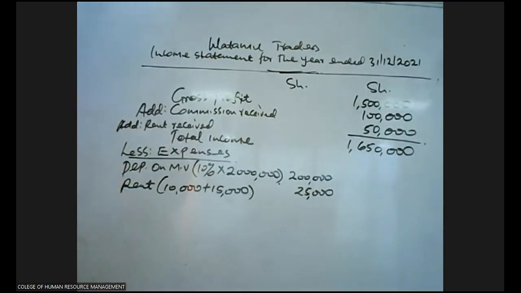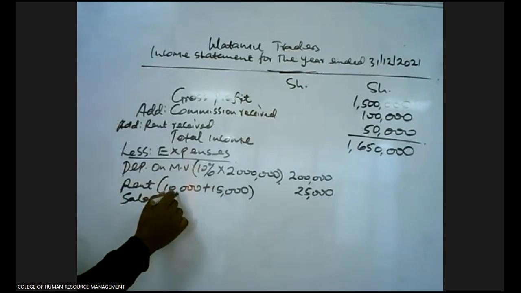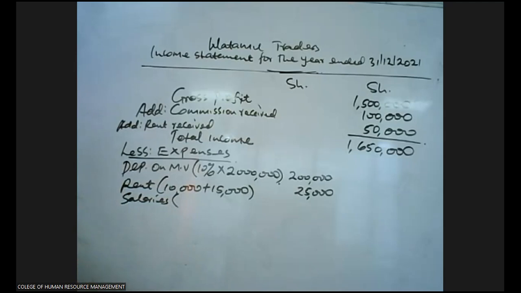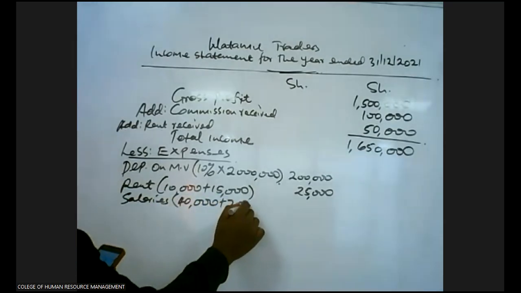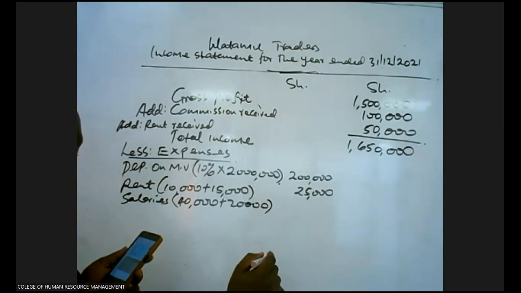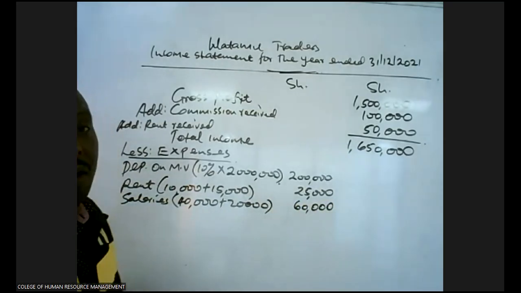Additional information number 3 talks about salaries, and these salaries are owing. Owing is the same as accrued or outstanding. How much were the salaries and wages? We paid 40,000 in that year, and 20,000 is still pending. So the salaries and wages we were supposed to pay were 60,000.